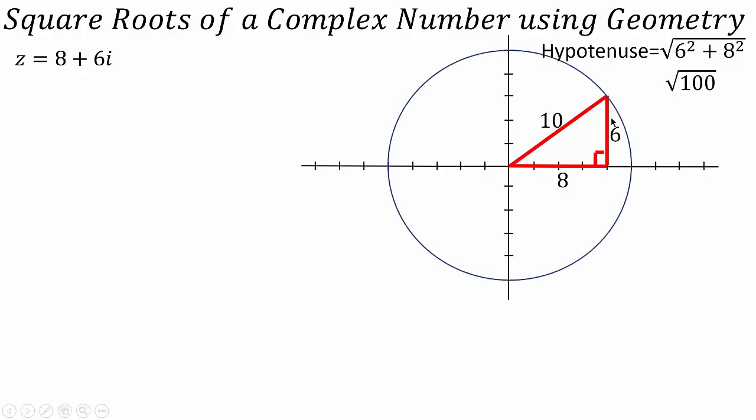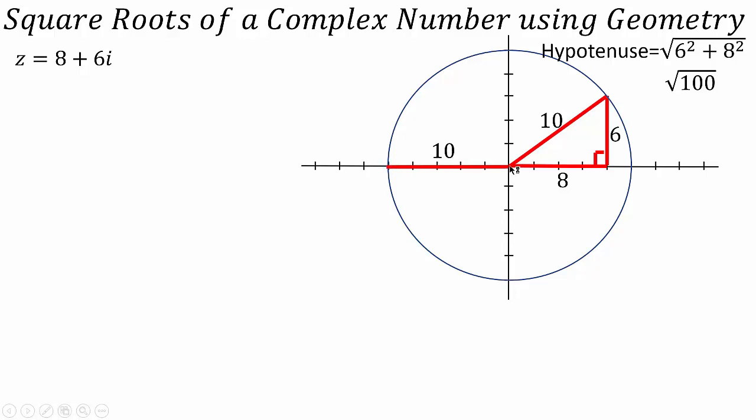Now let's draw a circle like this such that it touches the maximum point here. Then from the figure we can see that this is the radius of the circle, so this will also be the radius of the circle, with 10 units.